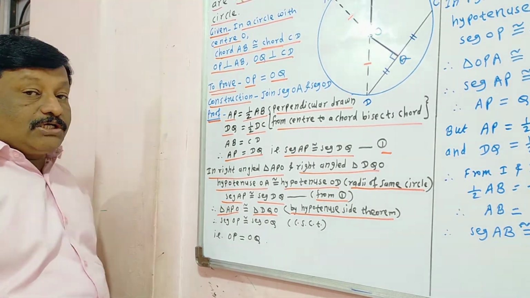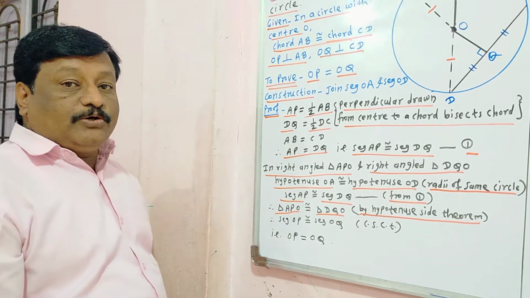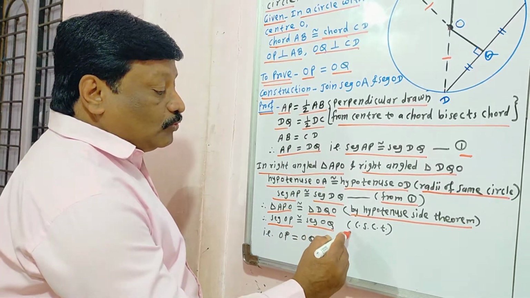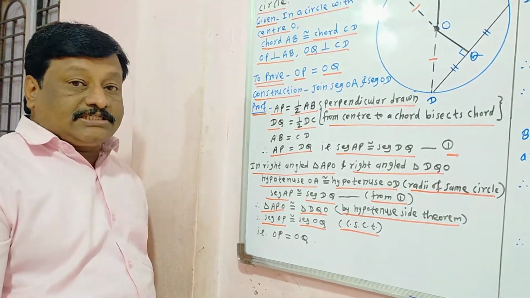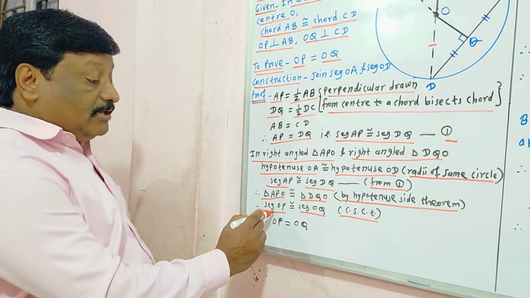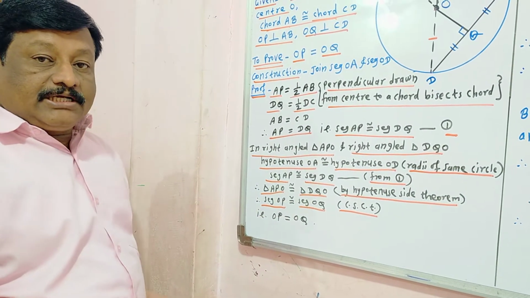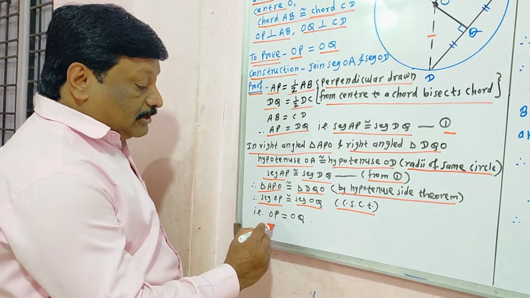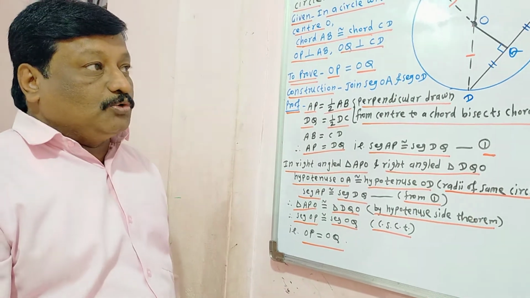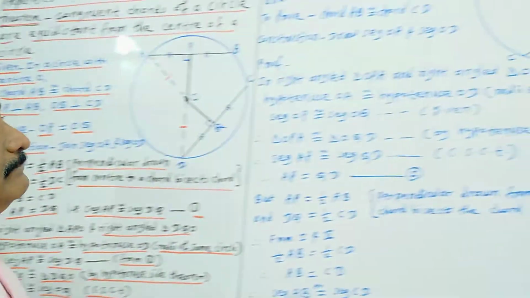And if the triangles are congruent, then we know their corresponding sides are congruent. Therefore seg OP is congruent to seg OQ. The reason is CSCT, corresponding sides of congruent triangles. And if the segments are congruent, then their lengths are equal. Therefore seg OP equal to OQ, and hence proved. Now we will see another theorem.